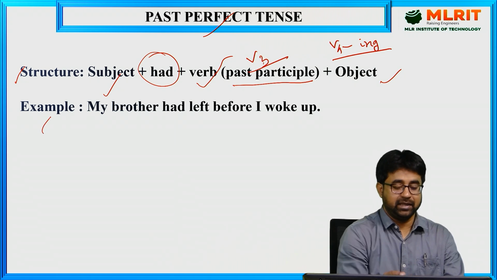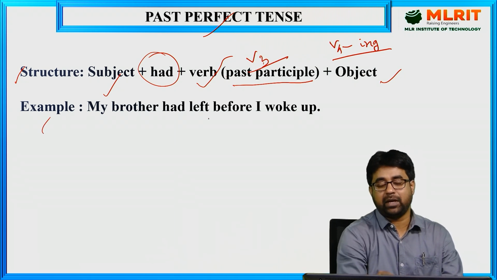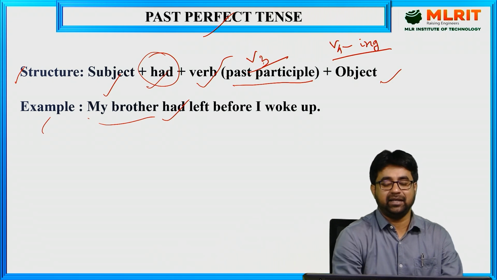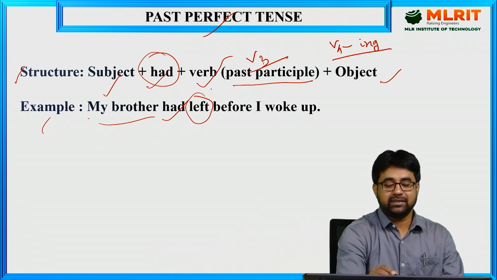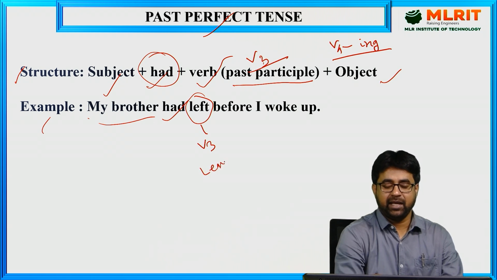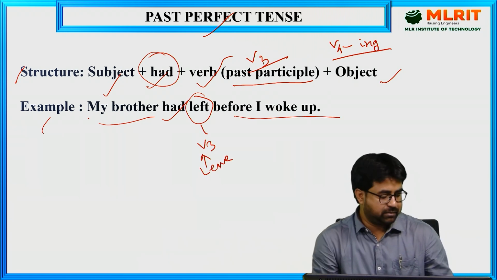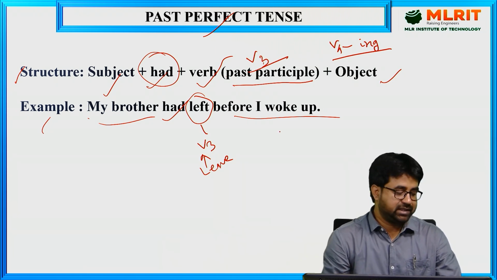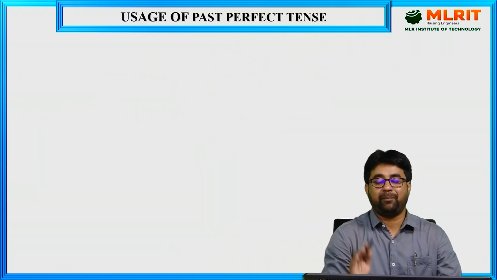See the sentence. My brother had left before I woke up. My brother, subject, had, as you can see, had here, then left. This is the V3 form of leave, right? Leave, and then this is the clause, this is the object. Fine. I hope it's clear. The structure is clear.